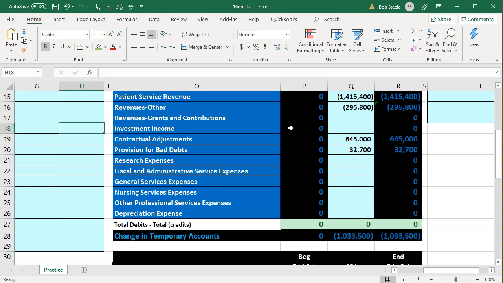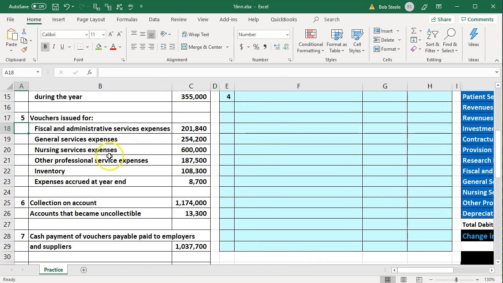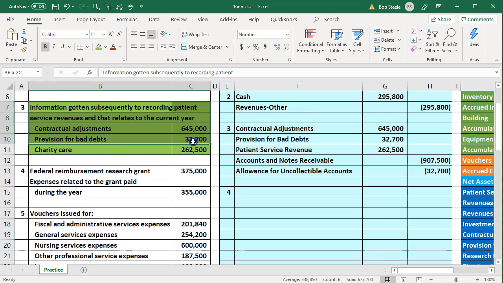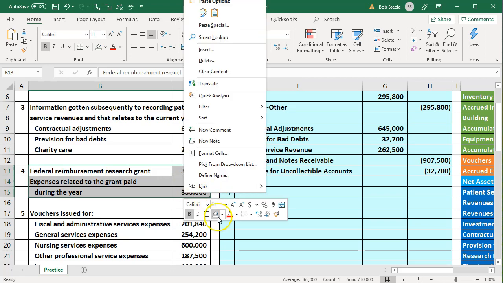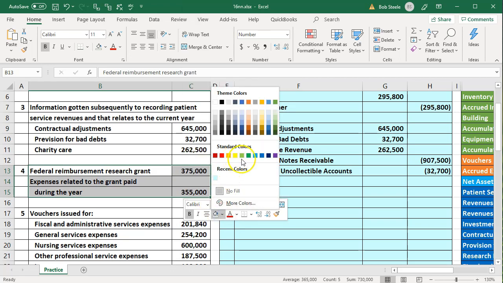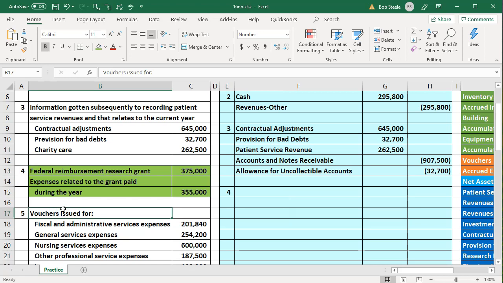All right, so let's see what we have next. We now have completed number 3. So I'm going to ungreen number 3. And then we'll make number 4 green. So number 4 is the current one we will be working on and therefore green. And it says we have a federal reimbursement research grant for the $375,000. And expenses related to the grant paid during the year are $355,000.